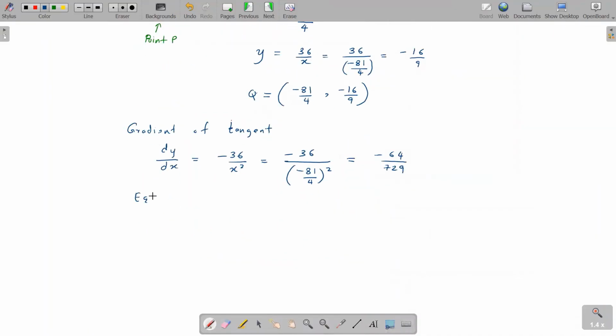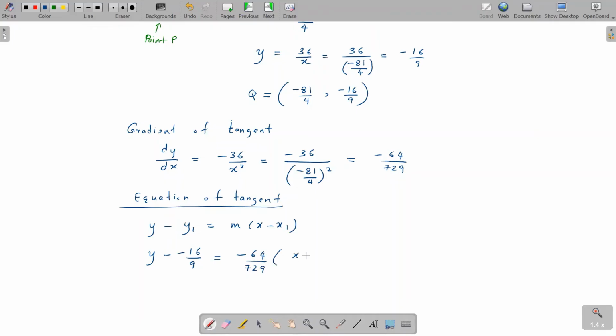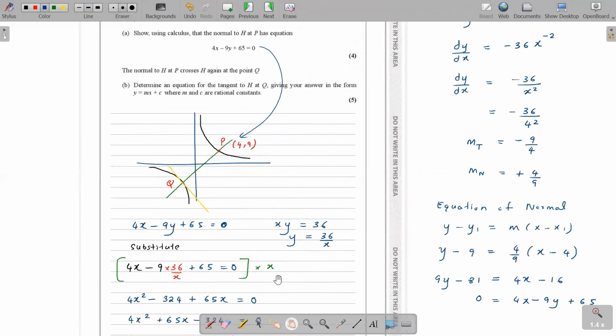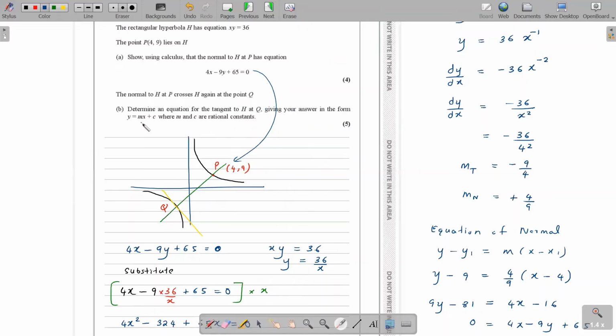So how do we get the equation of tangent now? So equation of tangent will be y minus y1 equal gradient times x minus x1. You don't need to write this step actually. You can directly substitute and start from this step. Y minus, who is your y1? Minus 16 over 9. Gradient is minus 64 over 729. X minus x1 is minus 81 over 4. I think in this question they ask you to determine the equation of the tangent giving your answer in the form y equal mx plus c. Y needs to be the subject.